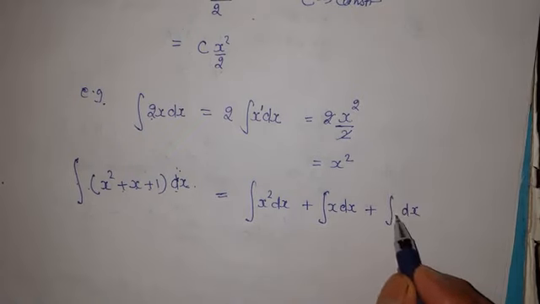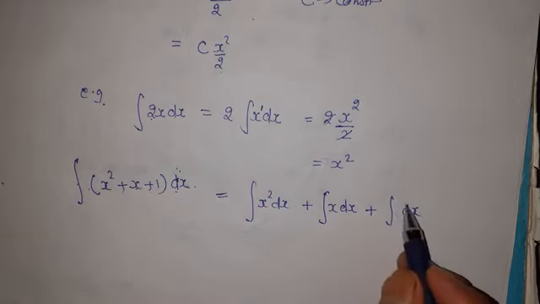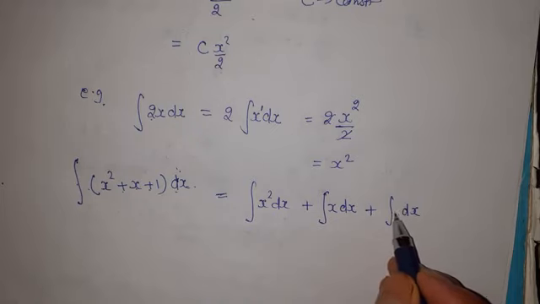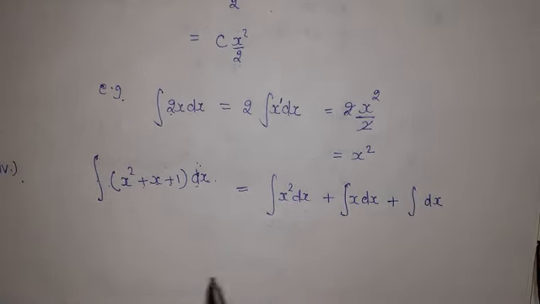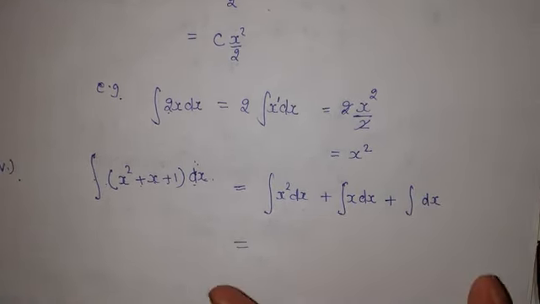Thereafter plus again is there, and it is integration of dx. No need to write 1. Okay, because if you do not mention this 1, it is already known to us how much is in multiplication with this dx. It is only 1. So this is the simplest form.